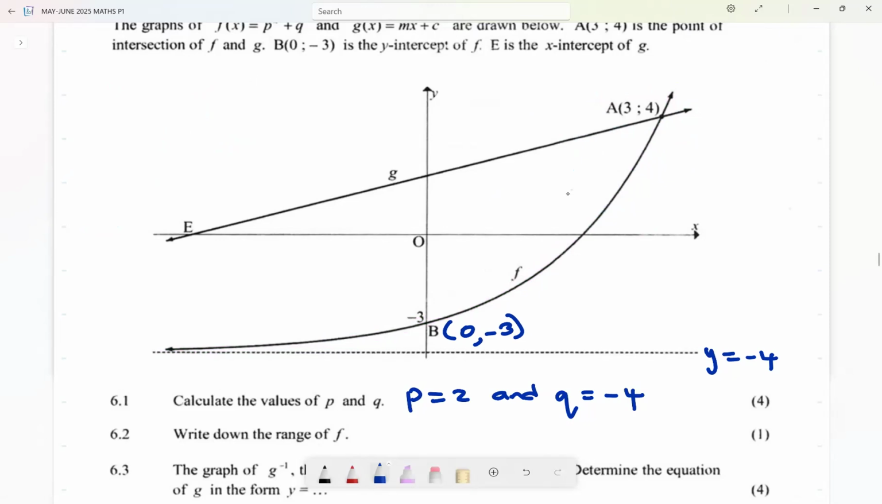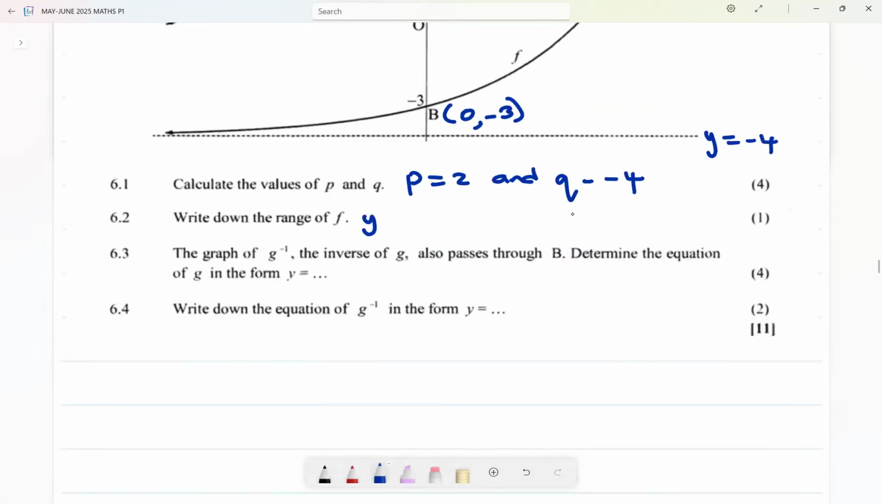Then what? Write down the range of f. Range of f, where does your graph of f start? Starts from -4, goes to what? Goes to positive infinity. So you're going to say your graph starts from -4 to infinity. I do not include -4 because it does not touch the asymptote. Someone might say y should be greater than -4. Still the same thing.